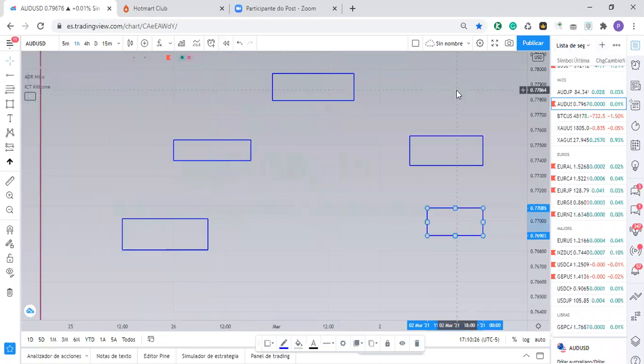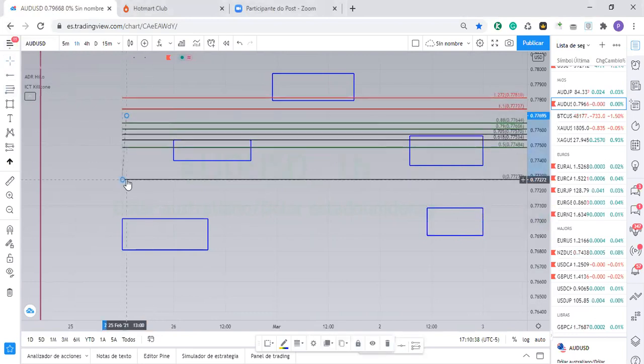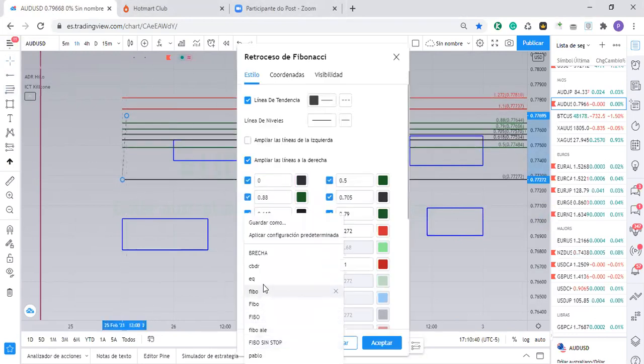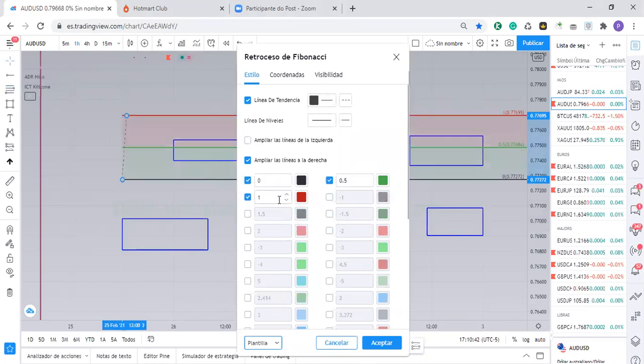Let me check the chat. And you ask how the fib settings are for your premium and discount. Of course, my fib settings are really simple. 0, 1, 0.5. Below the 0.5, you're in a discount. Above 0.5, you're in a premium. I just added a color there for you to understand better, but that's it. Okay.